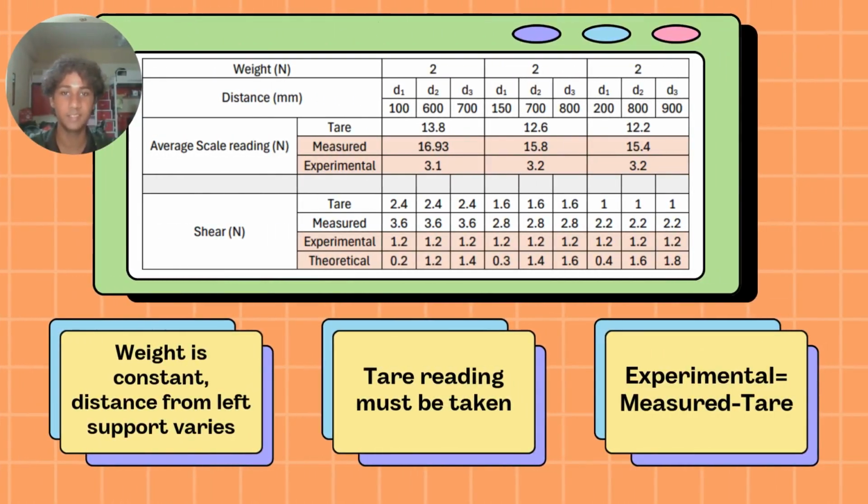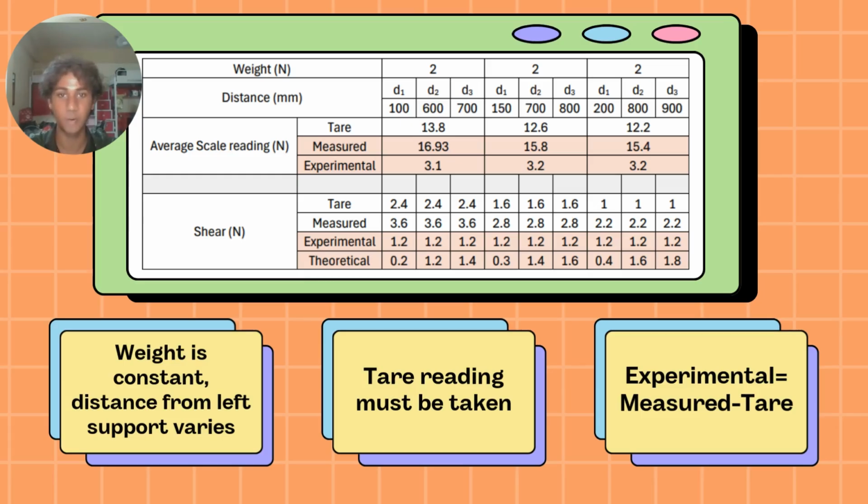We repeated this experiment 3 times. For each set, we kept the weight constant at 2 newtons. However, for the distance, we made it vary. For distance 1 of each set, we added an extra 50 millimeters for each set. For distance 2 and distance 3, we added 100 millimeters for each set. So the distance between the loads on the beam and the left support increases for each set.